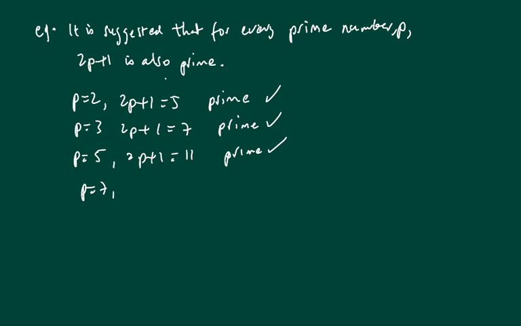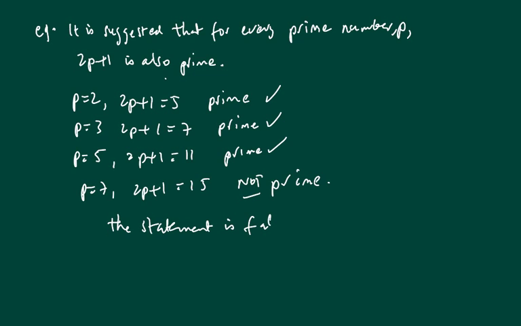Let's try p equals 7. 2p plus 1 equals 15, which is not prime. And therefore we can say the statement is false. So we found a counterexample where that statement doesn't hold true.